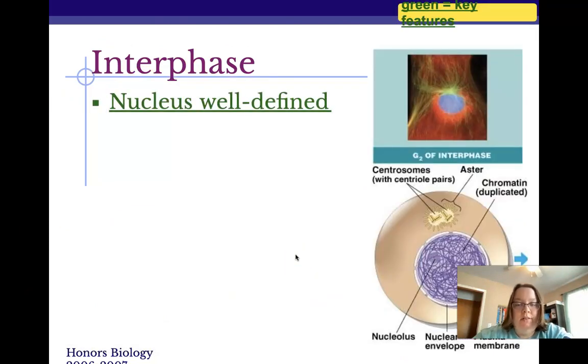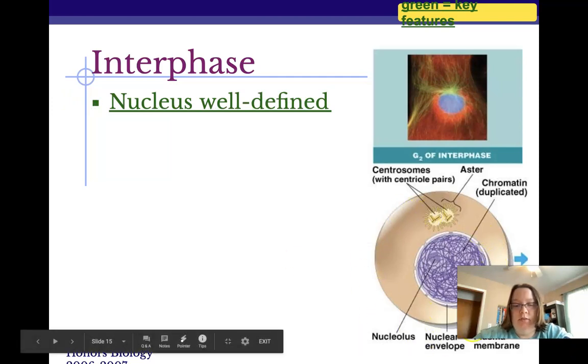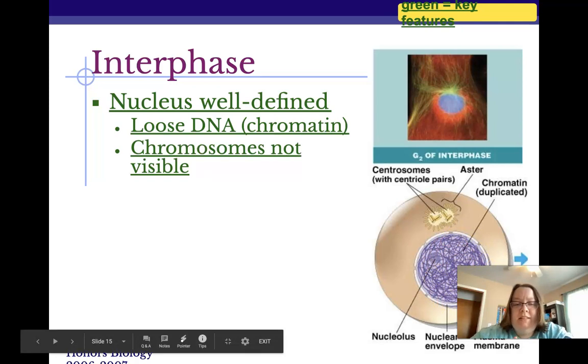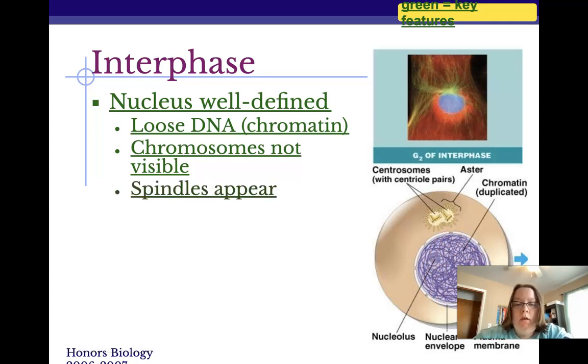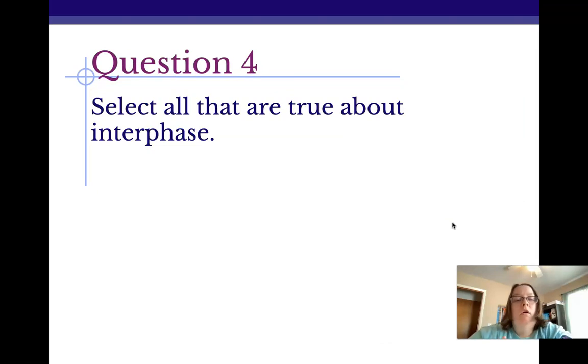So what is a cell going to look like during interphase? So here's our cell during interphase. It has a very well-defined nucleus. The nucleus is very large, very central. You can clearly see it. But the DNA is still loose, meaning it's kind of all balled up. We call that chromatin. We can't see the chromosomes yet. You start to see your spindles appear, so you see your centrioles with just a little bit of a spindle fiber starting to appear. So, question number 4. Select all that are true about interphase.